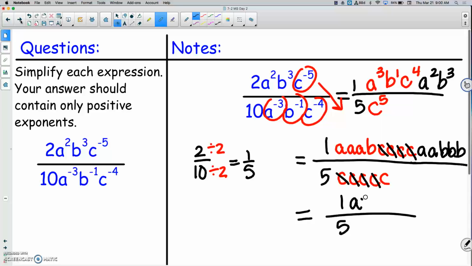Oh no, I've got more than 3. I've got some over on the other end. I've got 5 A's altogether. And then B's, I've got 4 B's altogether. And on the bottom, just 1 C. So A to the 5th, B to the 4th, over 5C. And that was our last example.